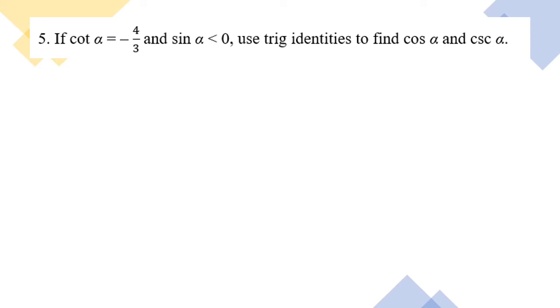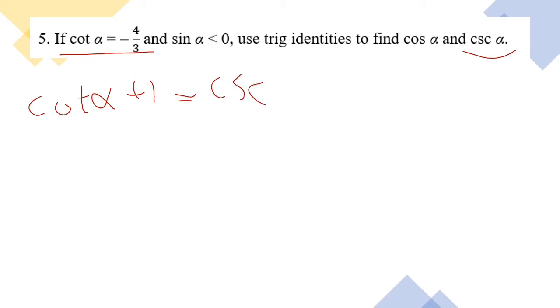So now we have a problem where we have cotangent alpha equals negative 4 over 3 and sine alpha is negative. We need to find cosine and cosecant. Now thinking back to the trig identities that I do have, I know off the top that I can relate cotangent and cosecant. I know that cotangent squared alpha plus 1 is equal to cosecant squared alpha.